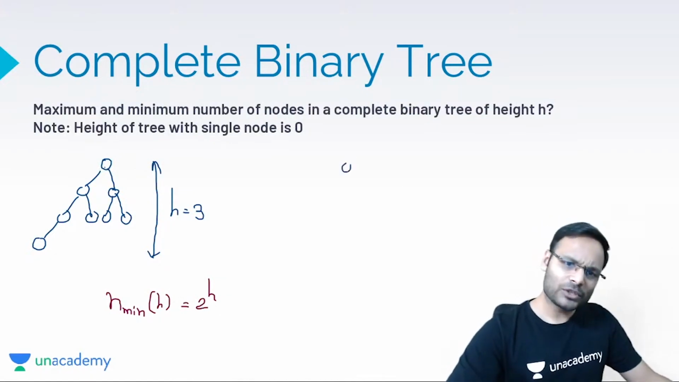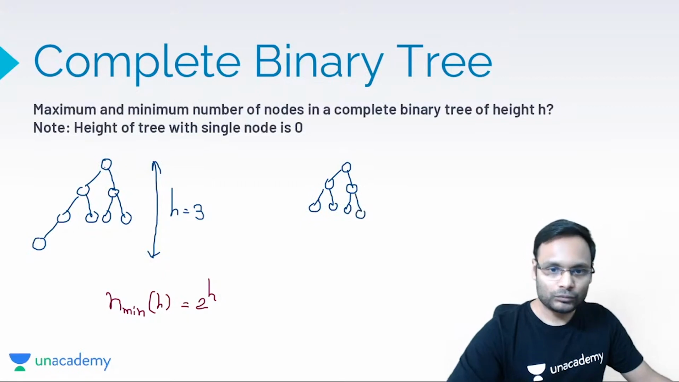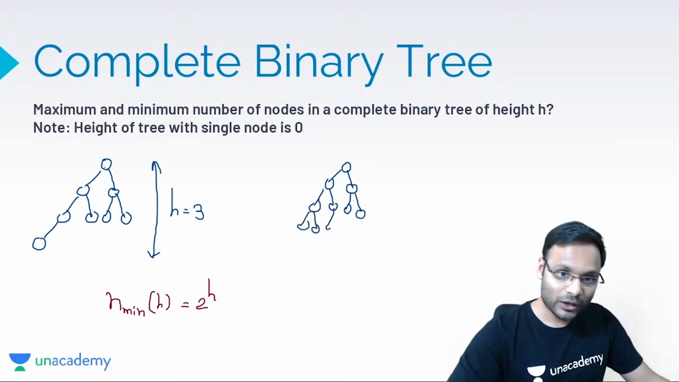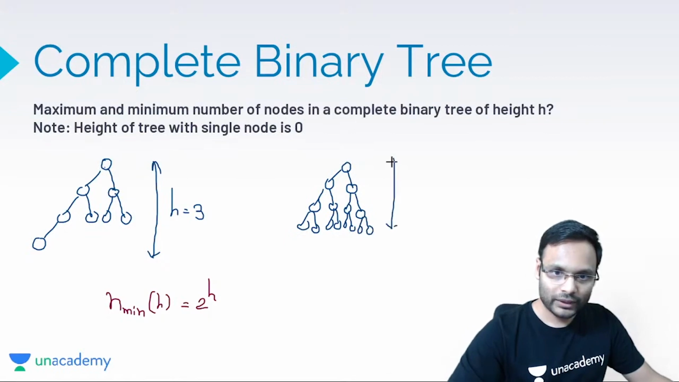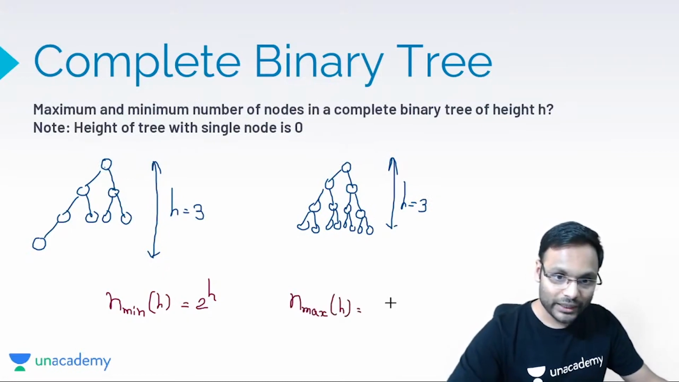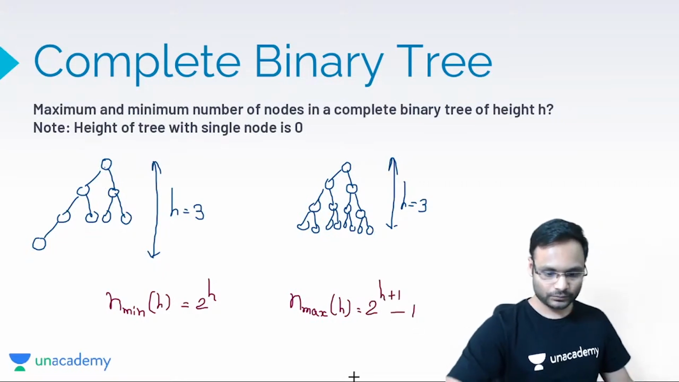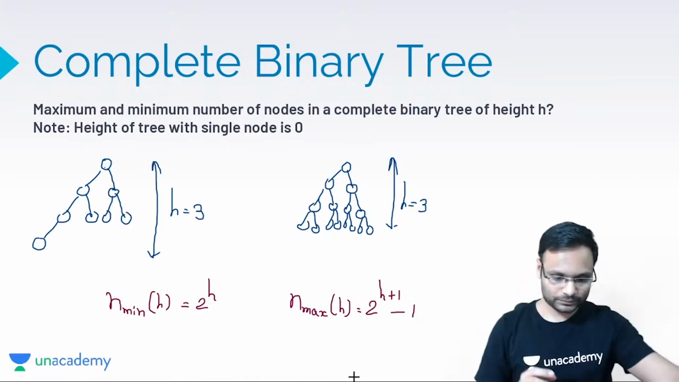Maximum will be the same as what we derived for the binary tree. The last level also has full nodes. H is equal to 3. How many maximum nodes can we have? Maximum with height h is equal to 2 power h plus 1 minus 1. Same to same.